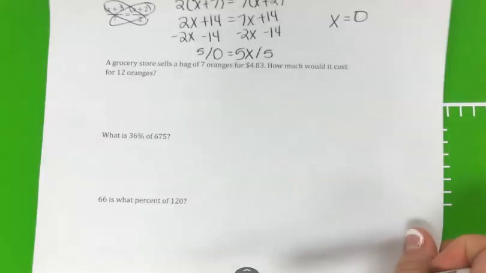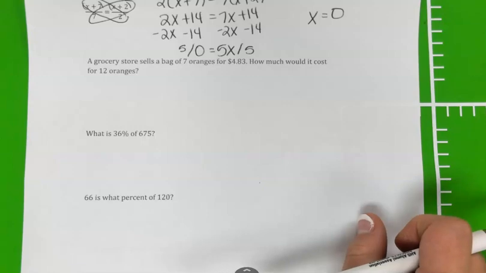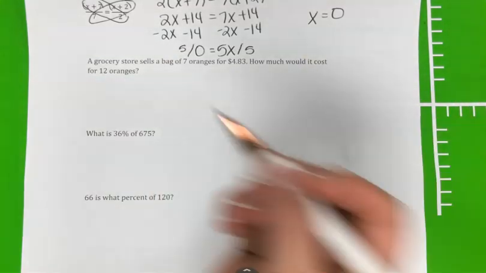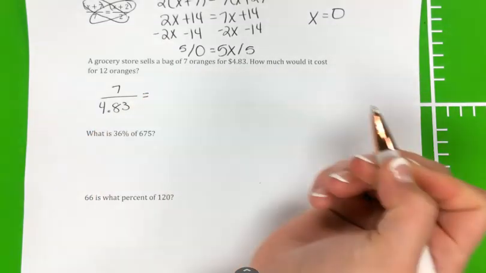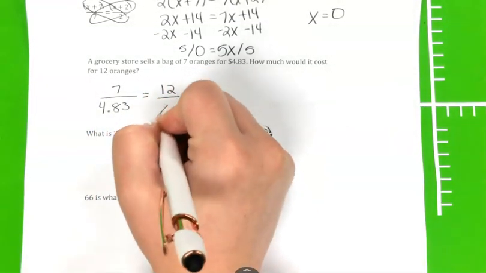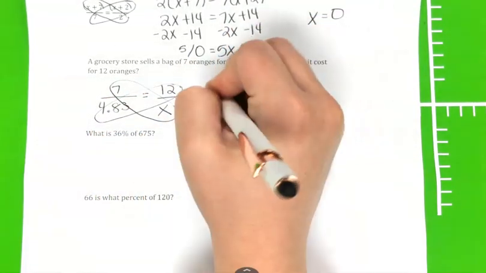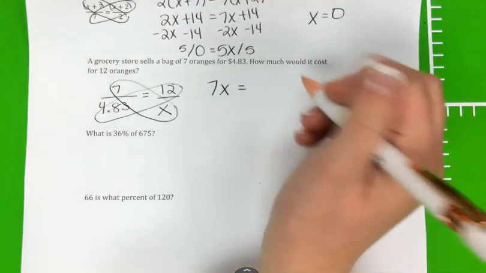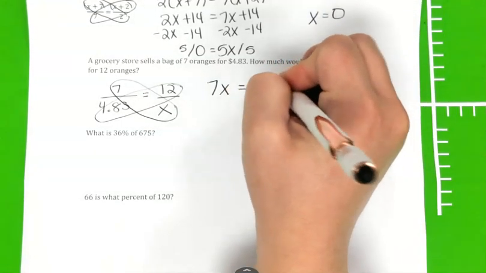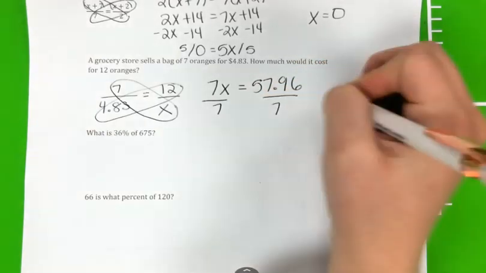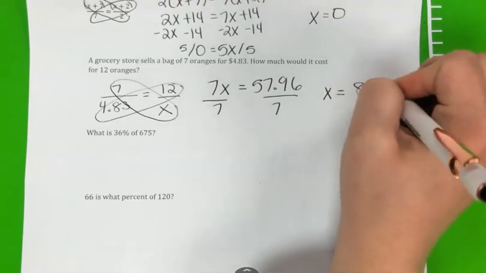Okay, another way you might see this is you're setting it up yourself with a word problem. So a grocery store sells a bag of 7 oranges for $4.83. How much would it cost for 12 oranges? So if 7 oranges is $4.83, that would be equivalent to 12 oranges for some amount of money. So I have set up my proportion, and now I can do my cross product. So 7x is going to be equal to 12 times 4.83, which is 57.96. So I can divide both sides by 7 now, and I get that my price for 12 oranges is going to be $8.28.